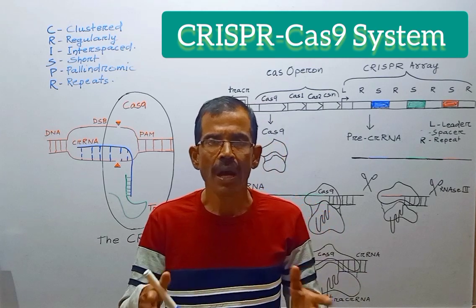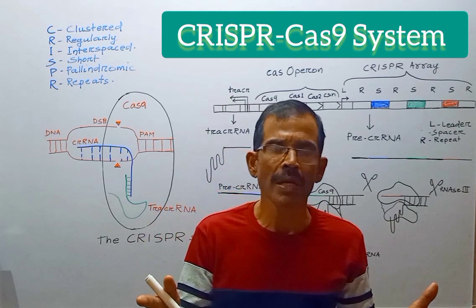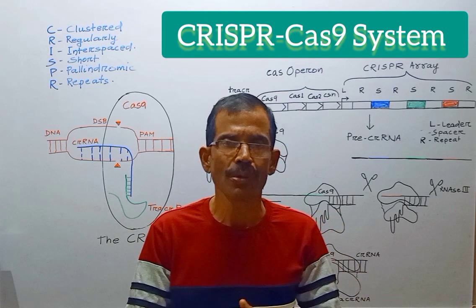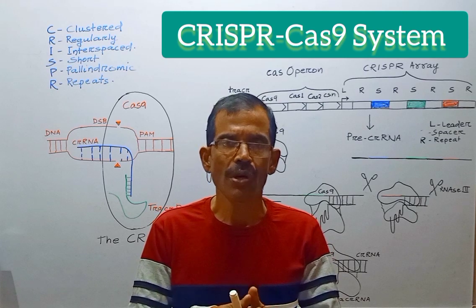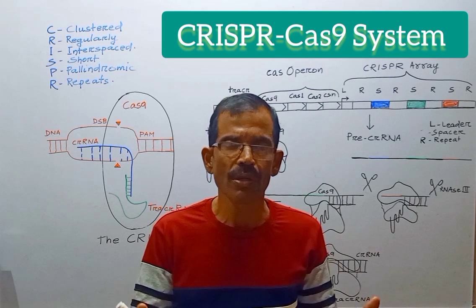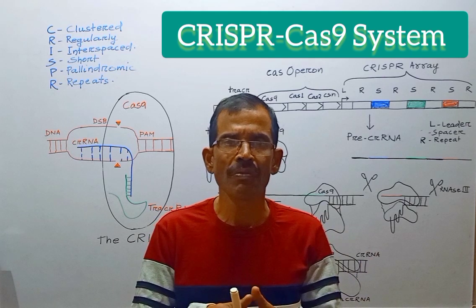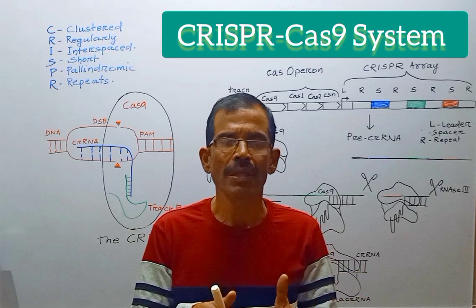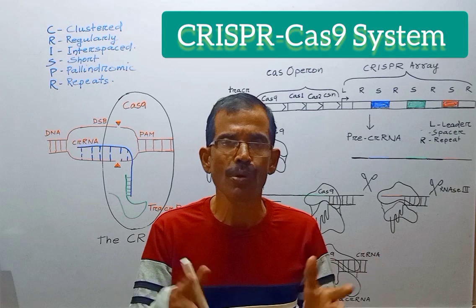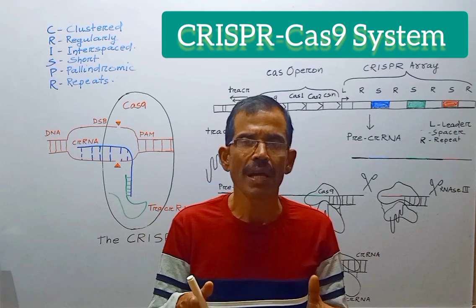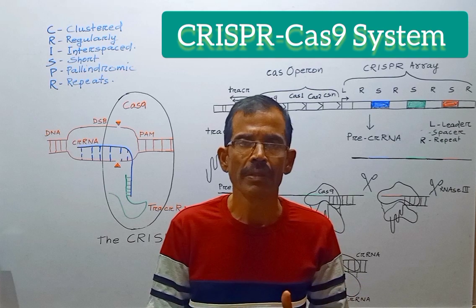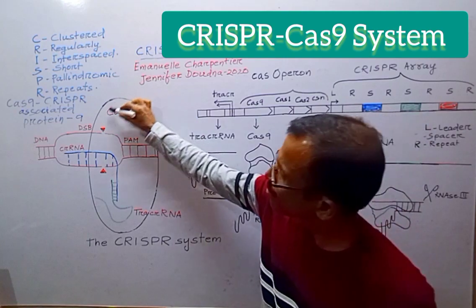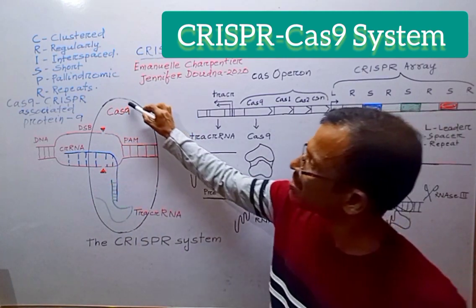The sequences are derived from the DNA fragments of bacteriophages which had previously infected the prokaryote. They detect and destroy the DNA from similar bacteriophages during subsequent infections. Hence, the sequences play a key role in the antiviral defense system of the prokaryote and provide a form of acquired immunity. The other component of the CRISPR system is CRISPR-associated protein 9 or Cas9.